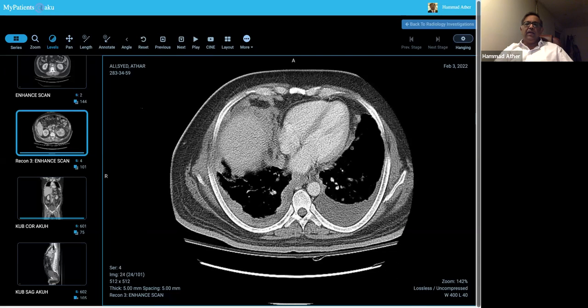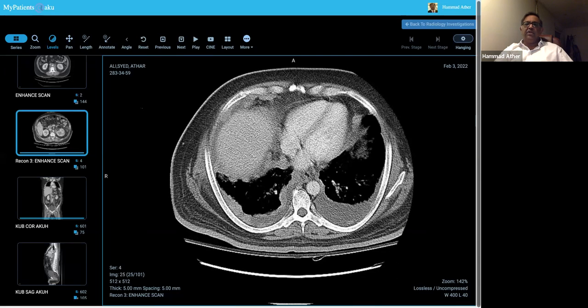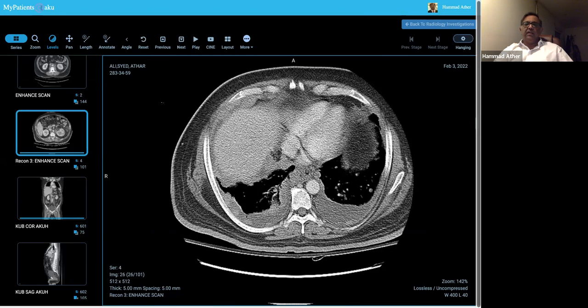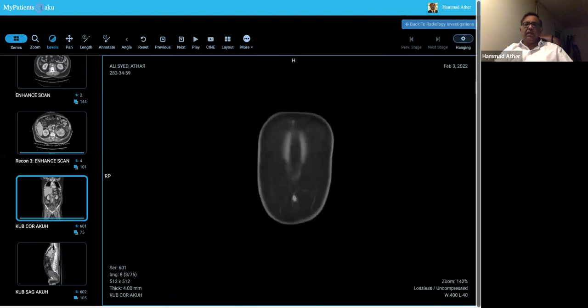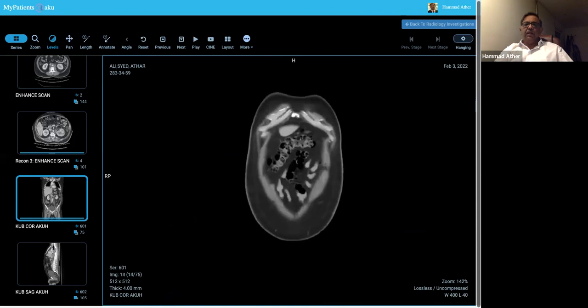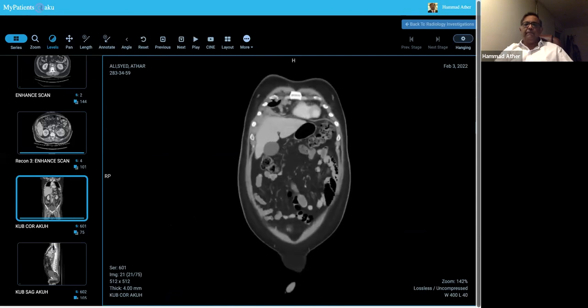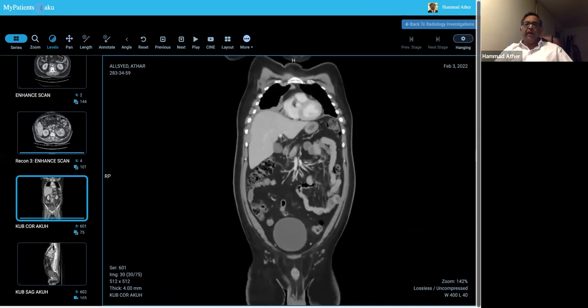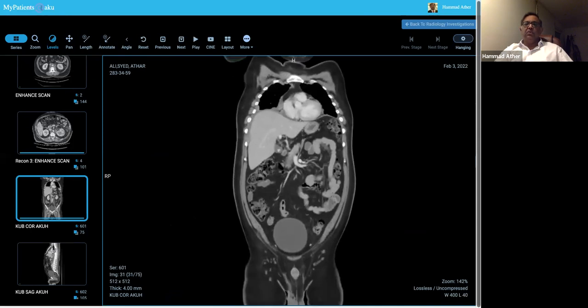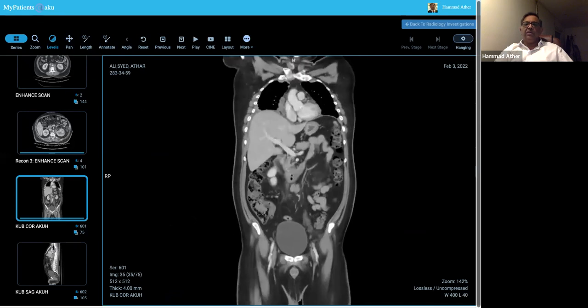Coming down, he has significant consolidation and collapsed lung on both sides with pleural effusion. Let me share the abdominal cuts. And these are his abdominal cuts. Again, I would appreciate you guys to see and write down as you go, and I'll comment on them subsequently.